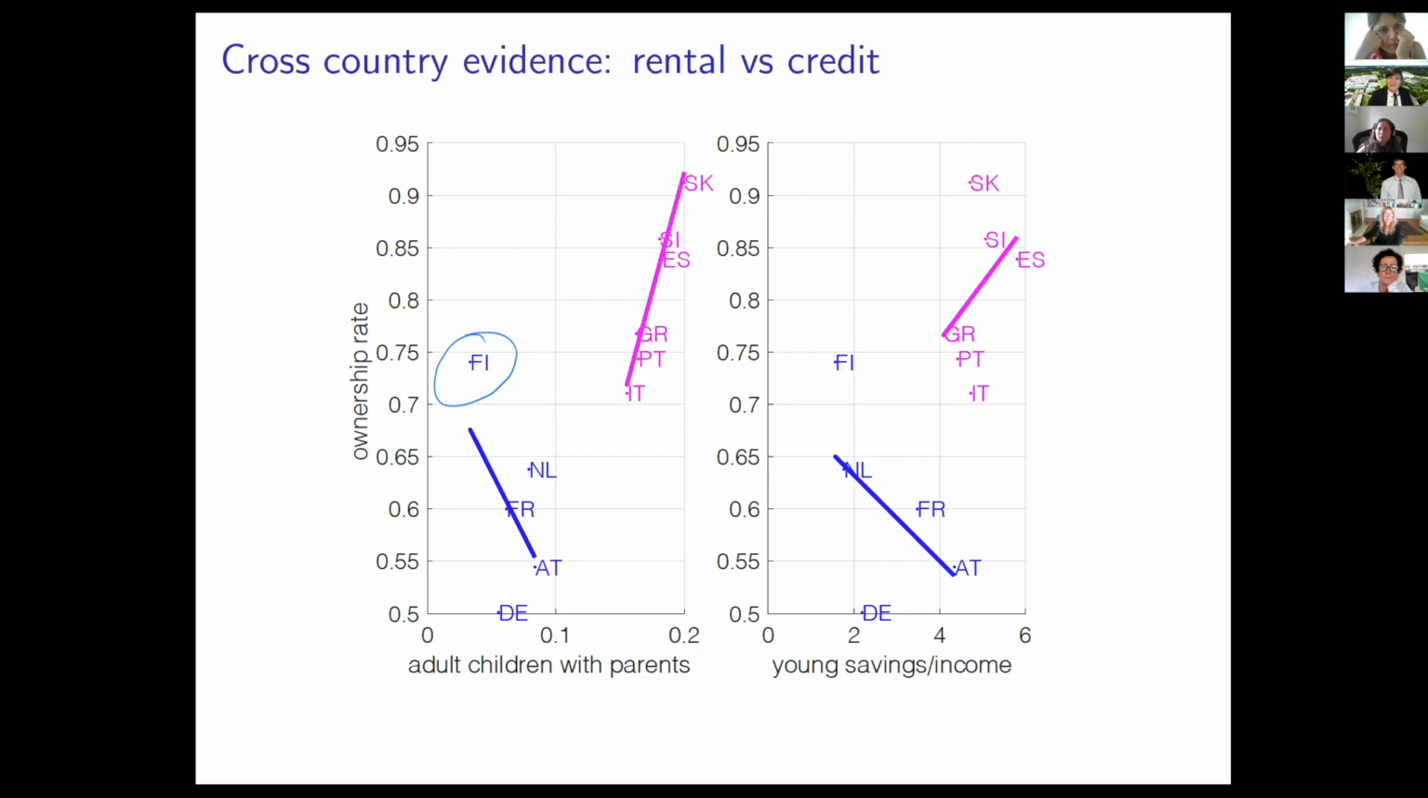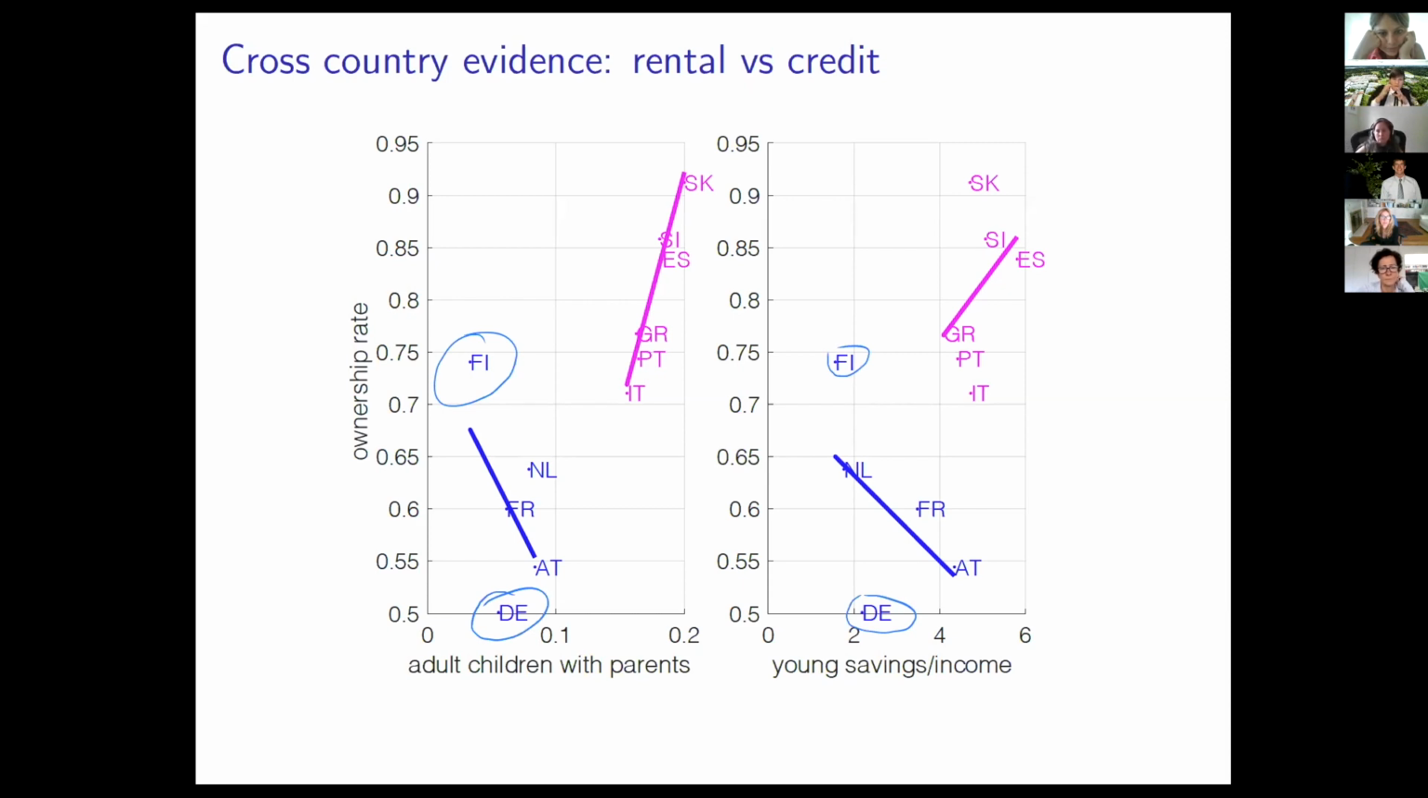Now, in Germany, on the other hand, where access to credit is harder, they're more likely to live with parents. A higher fraction of adults live with their parents. But those Germans that still do move out now need to save more for the down payment than their Finnish counterparts, and aggregate savings are high.